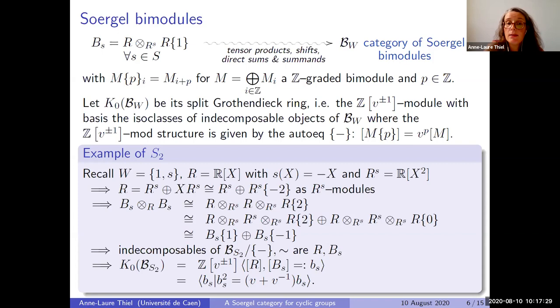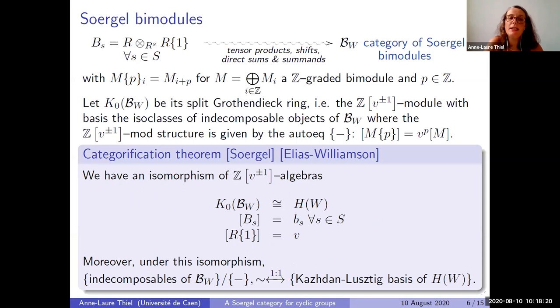Okay, and so since it's my only generator of the category, at the end of the day the indecomposables of the category are just R and BS up to shift and isomorphism. This means my Grothendieck ring has rank two, and if the isoclass of big BS, my generating bimodule, I denote it little bs, I see that this generator satisfies a quadratic relation that I recognize as the one satisfied by the Kazhdan-Lusztig generators of the Hecke algebra. Very good. And that is true in much greater generality.